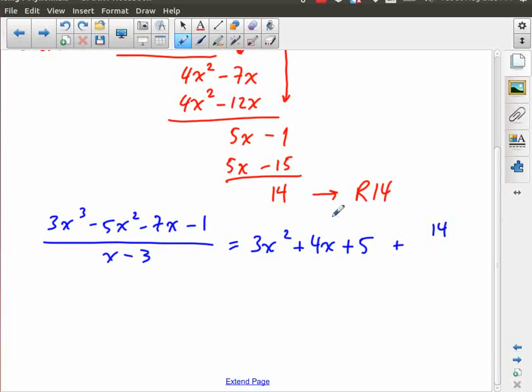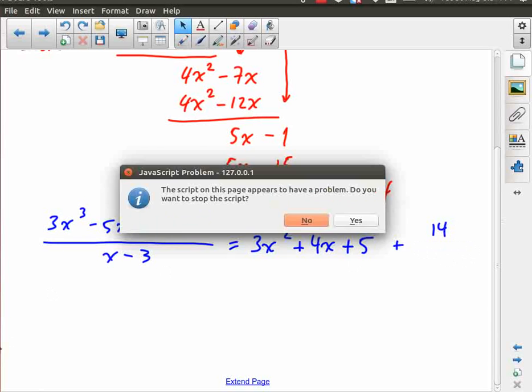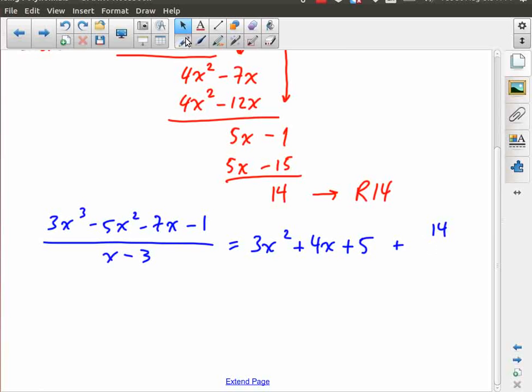But what were we trying to divide by? It's not just plus the number 14, it's plus 14 over x minus 3. This factor that we're dividing by is still here. So these two things are equivalent to each other. So when I divide this polynomial by this factor, there is a polynomial plus there is this part left over.